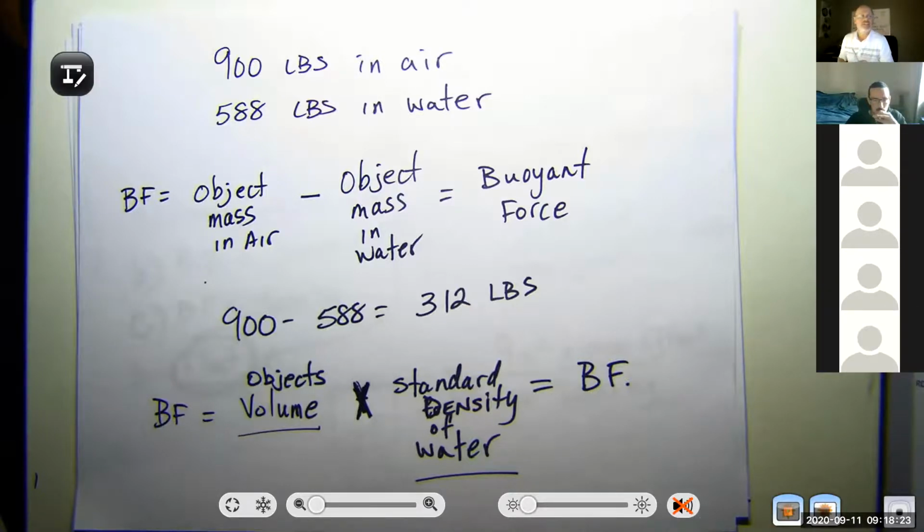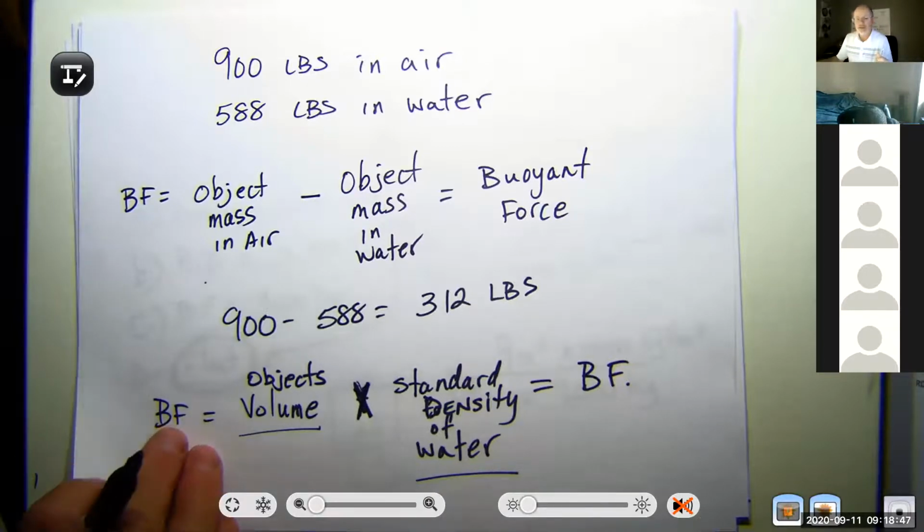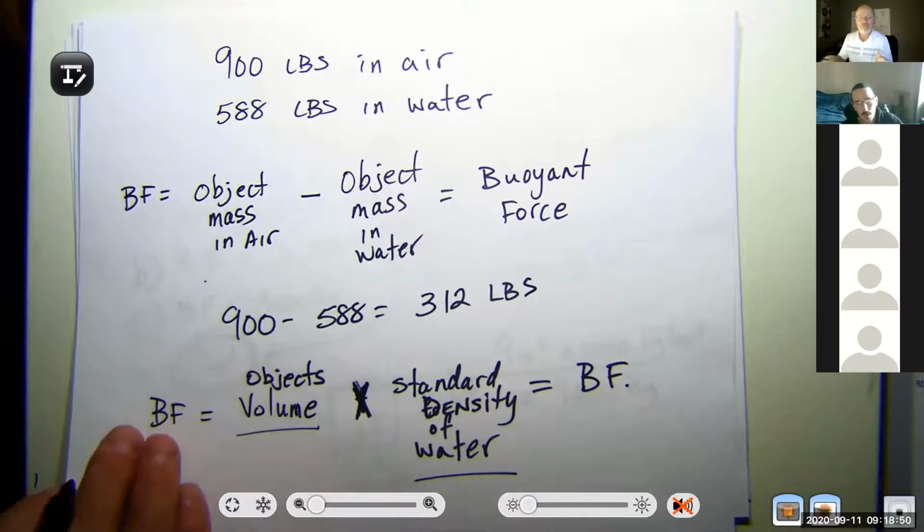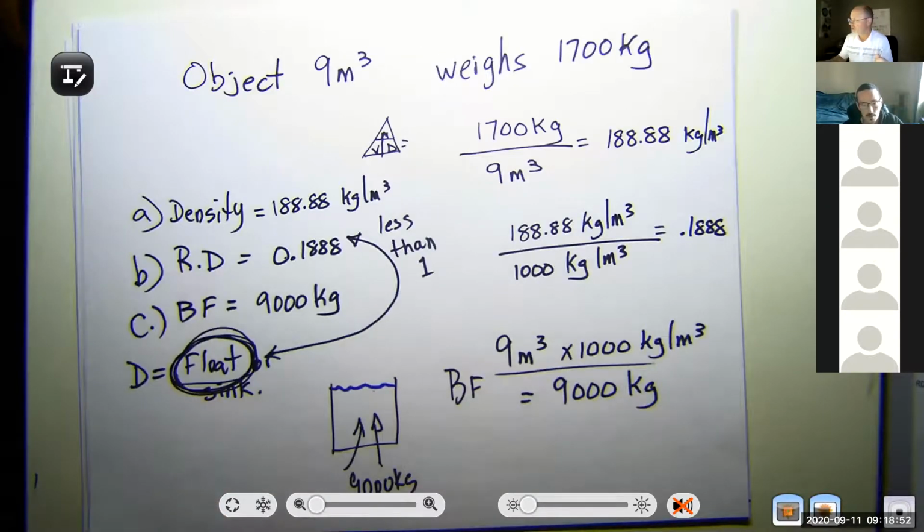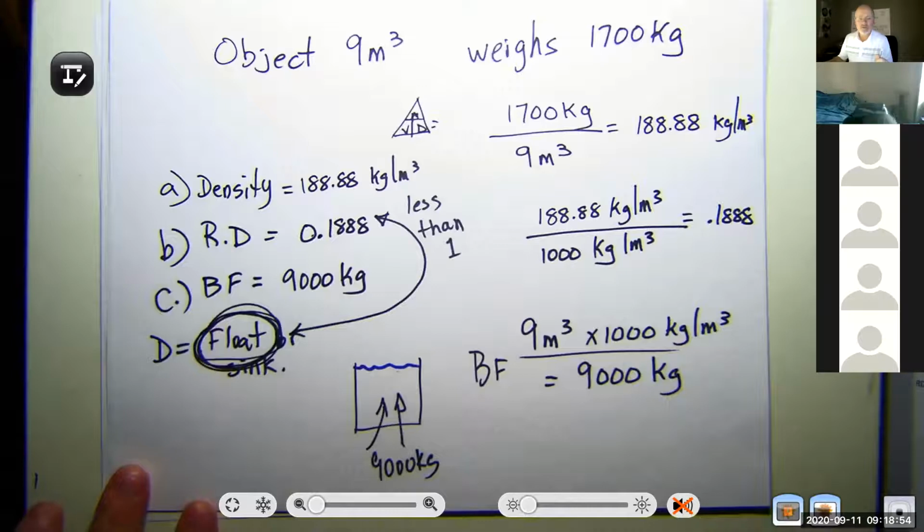Hey, Doug. Yes, Kurt. Would atmospheric pressure have anything to do with this? We are working at standard temperature and pressure. So no, we're not really quantifying the air pressure or anything like that. Okay, thanks. You got that one? Can I move it? Yeah, go ahead. Okay, so there we got that one.